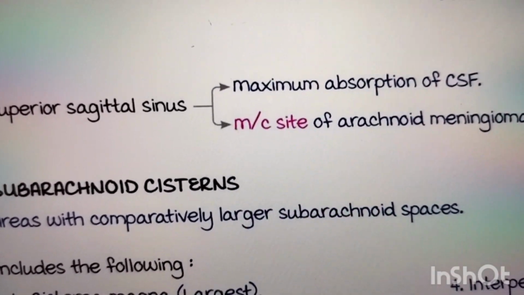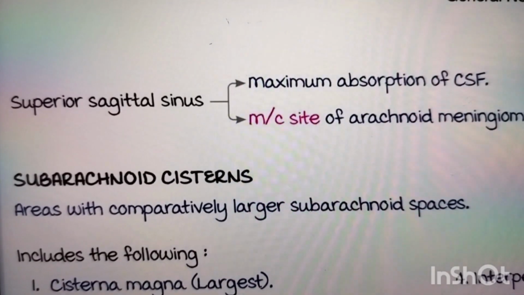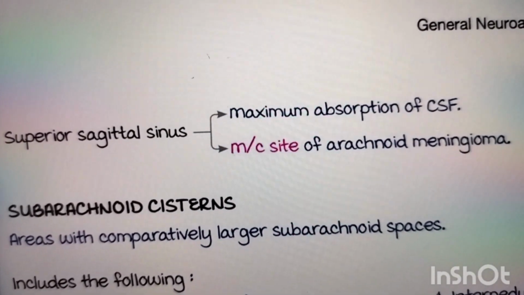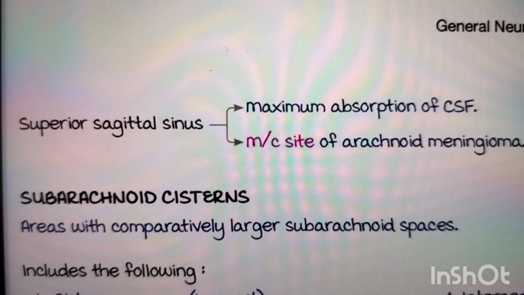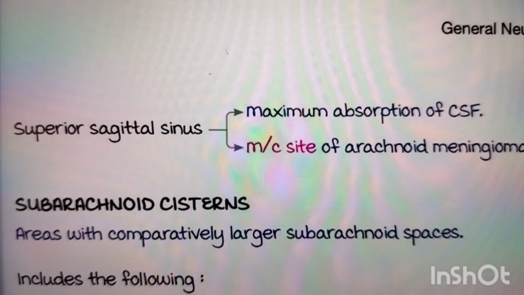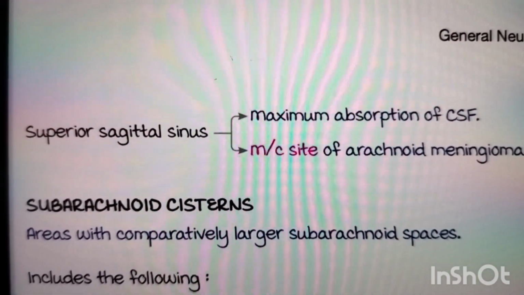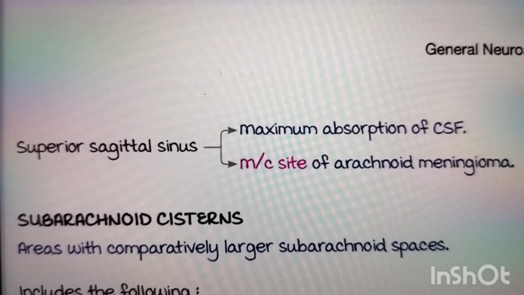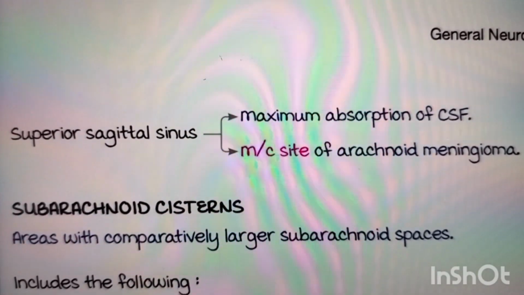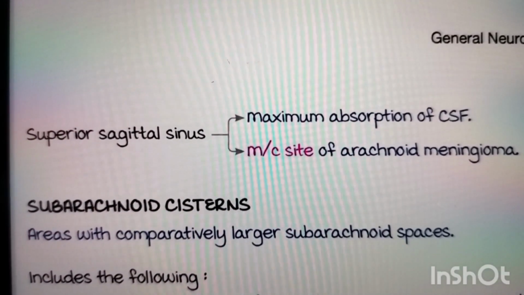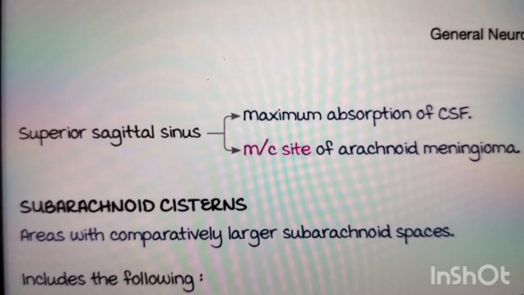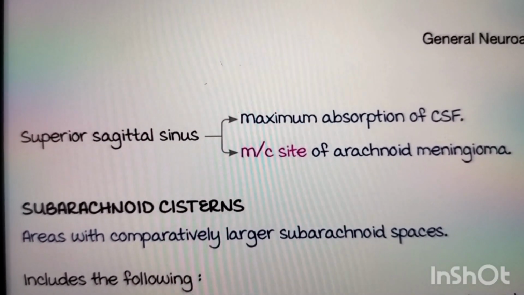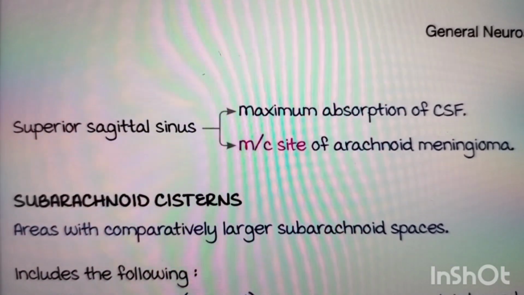So we should know the names of the cisterns, and the contents of the cisterns are very important. You know that in the subarachnoid space CSF is already there in every part, but in the cistern what is more important to learn is the blood vessels. Which blood vessels are there in the subarachnoid cisterns?